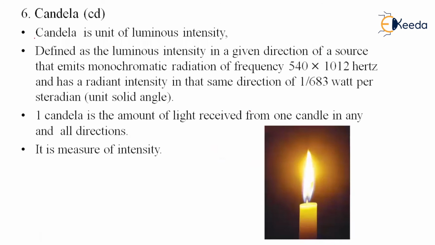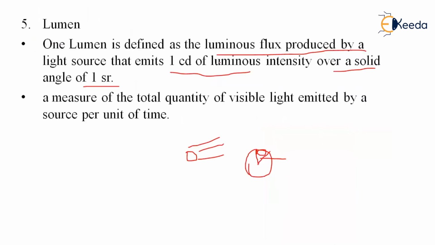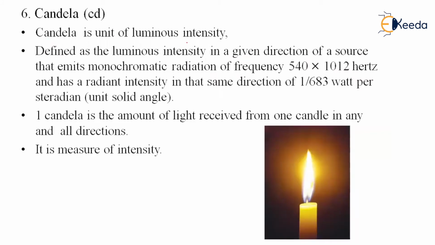But what is candela? As we have seen in the earlier slide, it is the flux produced by a light source that emits one candela of luminous intensity. Now what is one candela? Candela is a unit of luminous intensity. If we consider one candle, one candle is giving light in all the directions. So if we consider the amount of light received from this candle in all the directions, then we are getting one candela of light. Thus it is a measure of intensity.